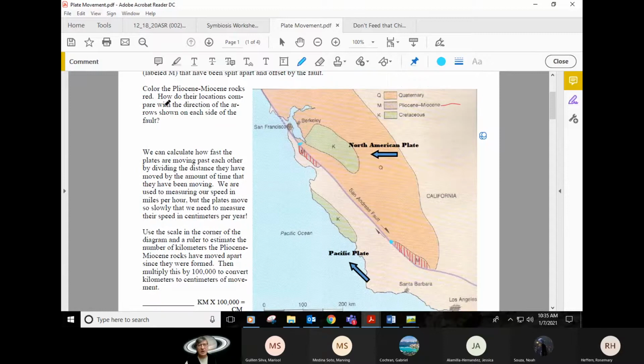Go ahead and answer this question. How do the locations of these rocks compare with the direction of the arrows shown on either side of the fault? Are they matching the movement of the arrows, or are they going the opposite way and unrelated?